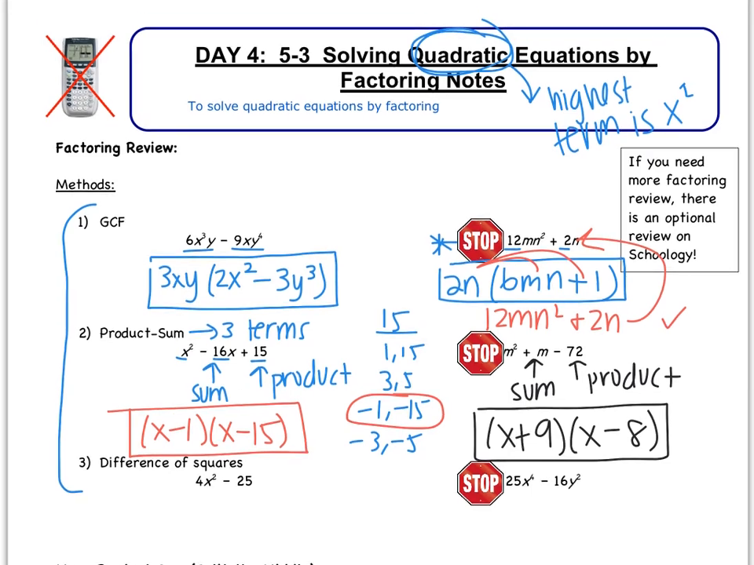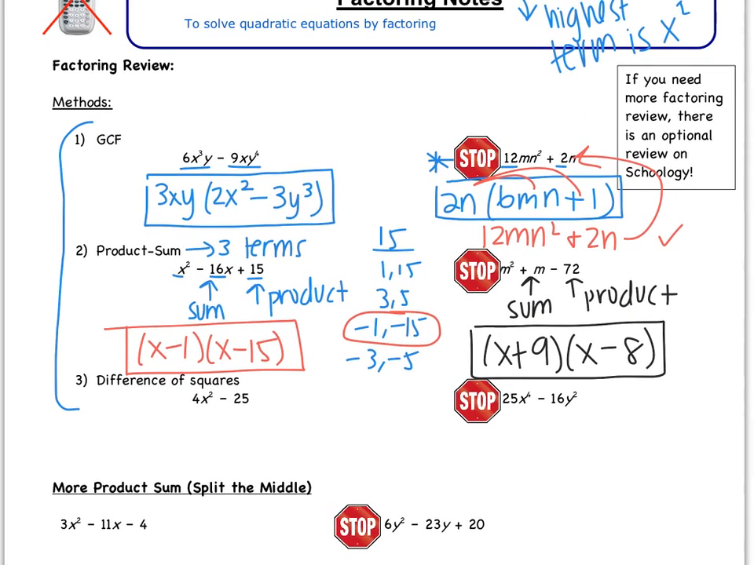Okay, so let's move on to difference of squares. So difference of squares you've also seen before. Difference of squares is called difference of squares because difference means subtraction. Squares refers to perfect squares. So perfect squares would be like 1, 4, 25, 9, 16. So in this case, 4 is 2 times 2. 25 is 5 times 5.